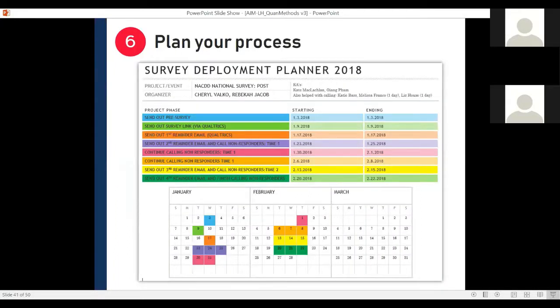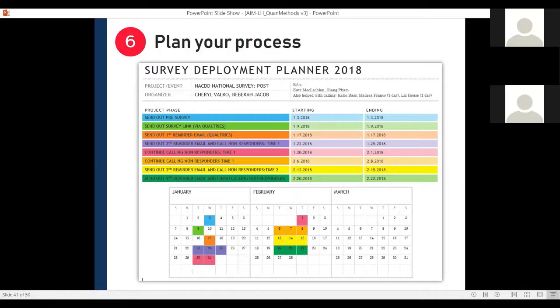So then after you're done testing, and maybe part of your testing is included in this, you want to plan your process out. So here I just have an example. This is from a web survey that we've done. And just a nod to that, it might look a little bit different if you're doing a paper survey or phone survey, but in general, it's helpful to map out when you're going to start, when you might do reminders, when you might do phone calls.